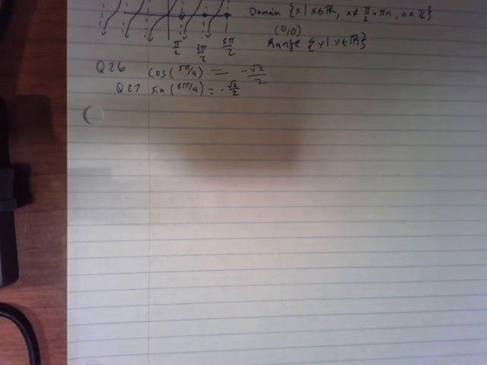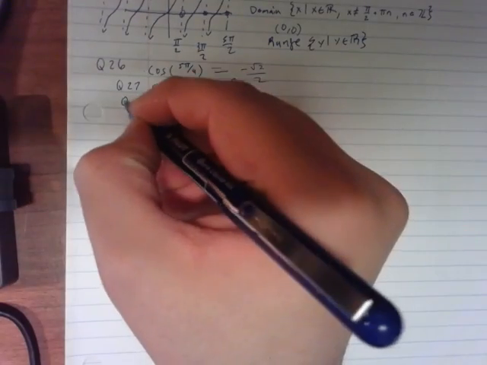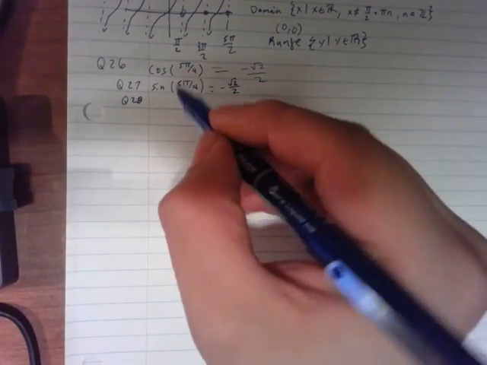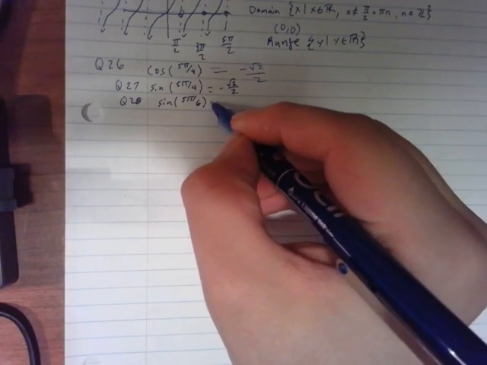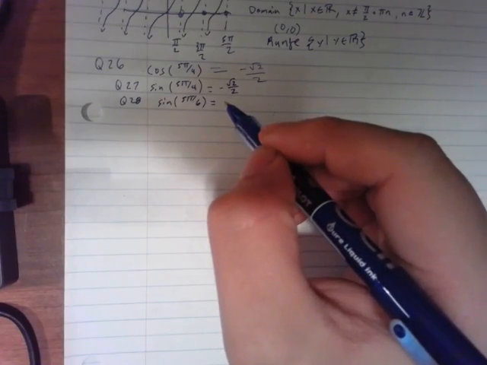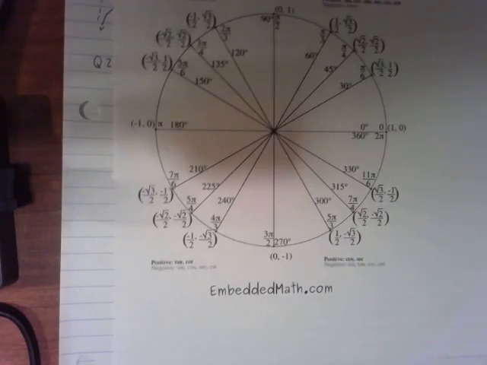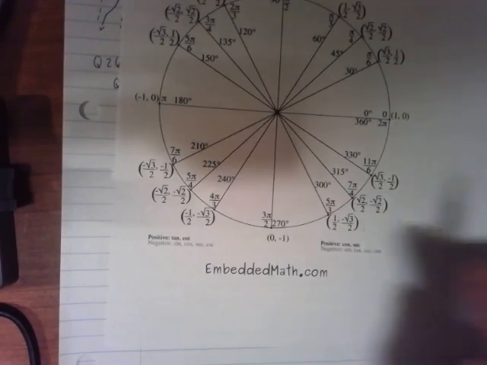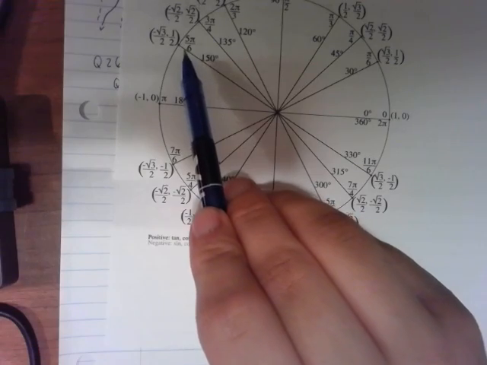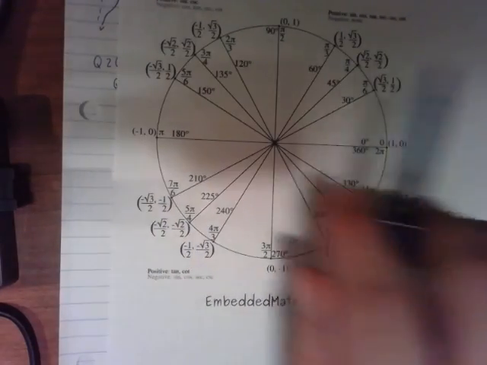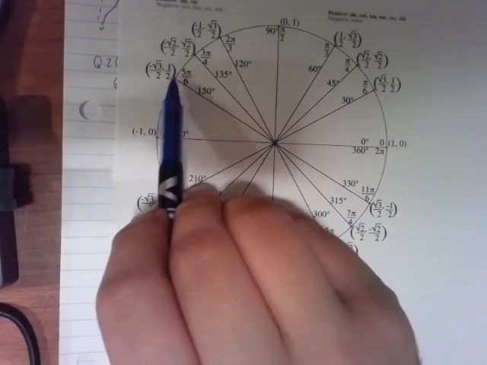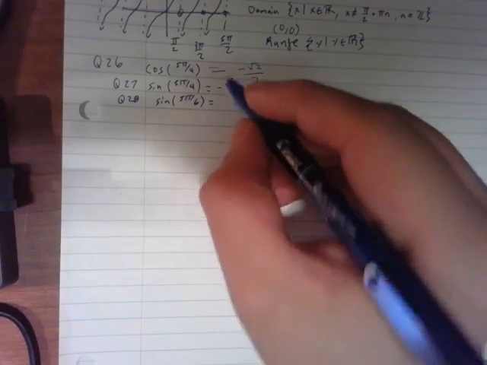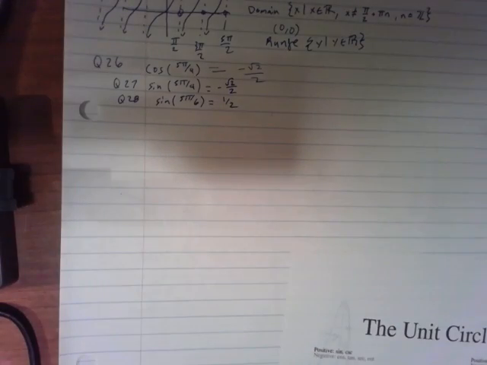Alright, cool. So 28. This one wants sine of 5 pi over 6. Same thing, go to the unit circle. We find 5 pi over 6 on the unit circle. That's right here. And we're looking at sine, so we want the y value. Remember, you have coordinates x and y. The y is 1/2. So sine of 5 pi over 6 equals 1/2. And that's it. You're done.